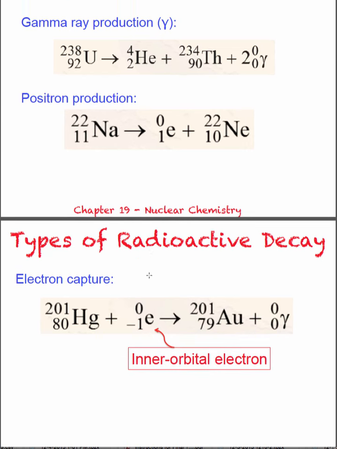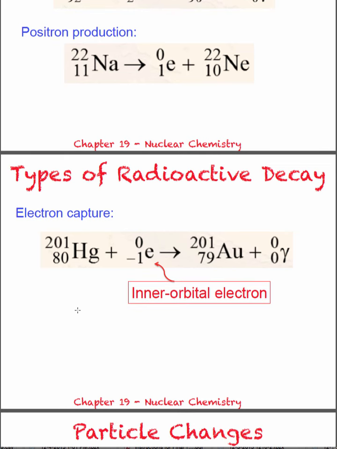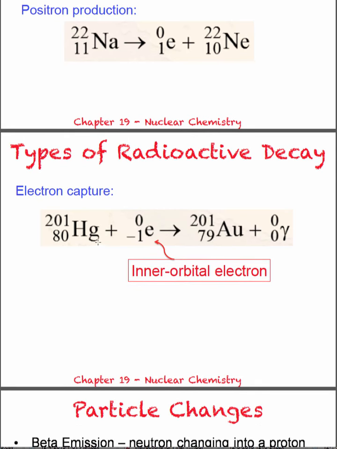Whoa, that's weird. It's weird to think about the nuclear changes and what is the result that comes out of such transmutation or such change of the nucleus. Here's mercury 80, capturing or gaining a negative electron, a beta particle. 80 plus negative 1 is 79, and 201 plus 0 is 201.